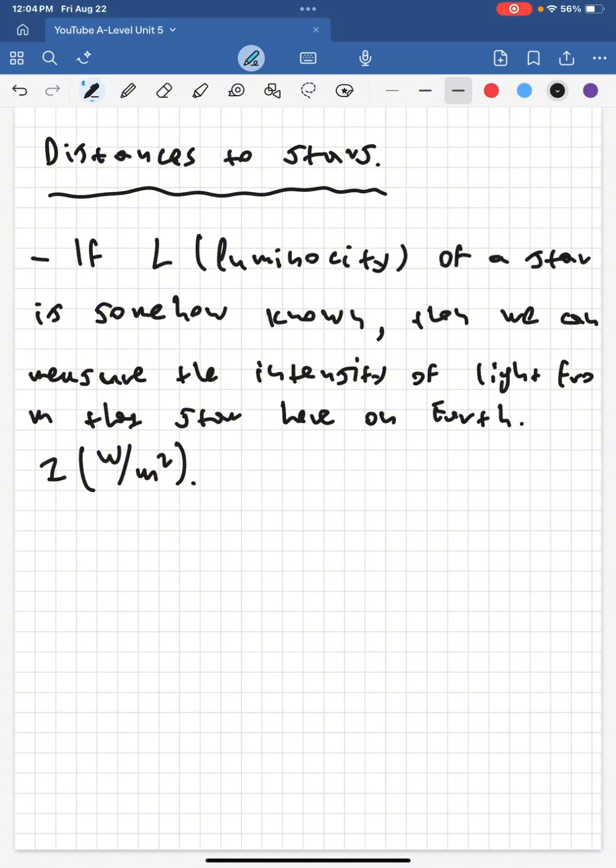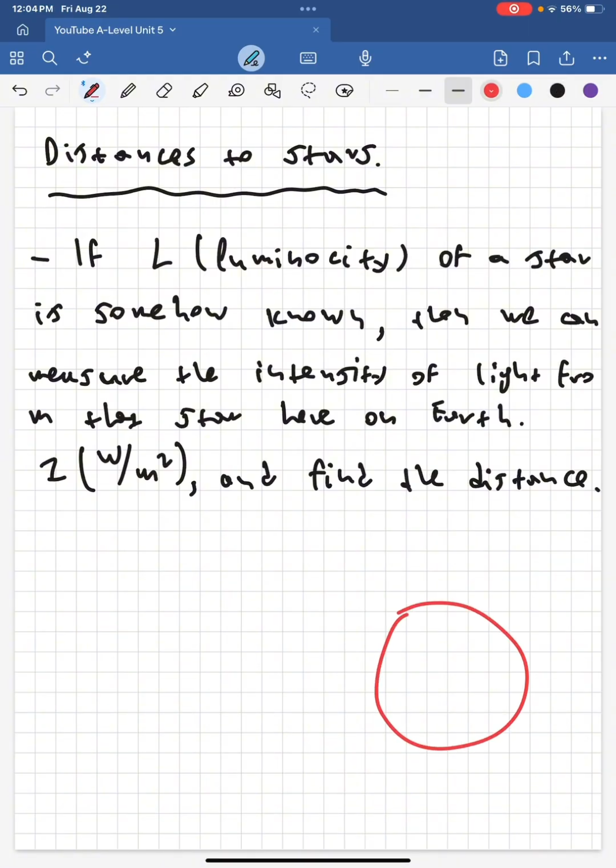So if we know the intensity and the luminosity, we can find the distance. Why is that? Because then we can measure the intensity and find the distance. So let me show you what I mean. Let's say that there is a star over here. Maybe it's in the Alpha Centauri cluster, maybe it's in some other cluster. But we know the luminosity.